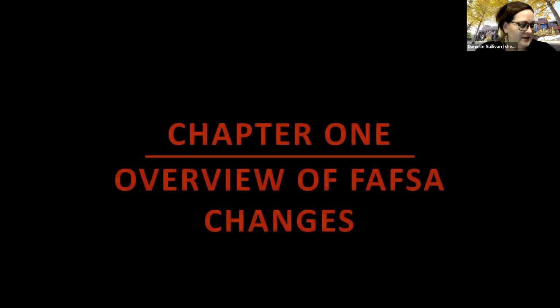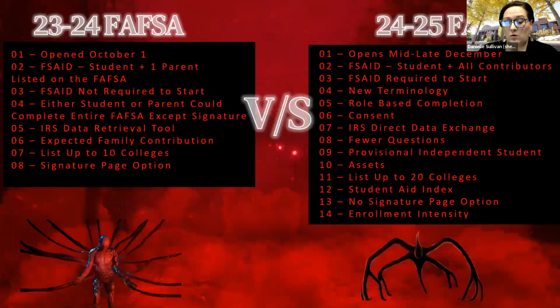So during this presentation, we are going to go over all of those changes to the 24-25 FAFSA. That's going to include all of the new terminology, such as consent and role-based. Consent is key. We're going to learn that that is incredibly important for the FAFSA coming up. We're going to talk about the new FSA ID process, which is going to be called the studentaid.gov account, and Darcy's going to talk about that. We'll talk about the parents' role in the FAFSA process.